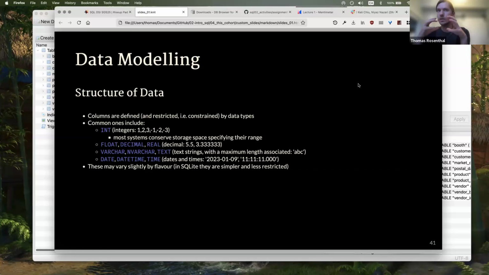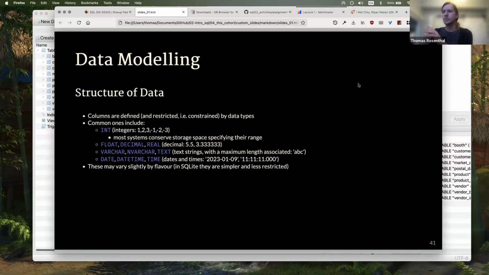Most systems conserve space by specifying the range of the integers, so the size that the integers are allowed to be. Remember, the context of SQL is still useful in 2025, but go back to the 80s, space was a luxury, not something where you have 14 terabytes sitting right next to you, right? So constraining the size of an integer actually would make a difference.